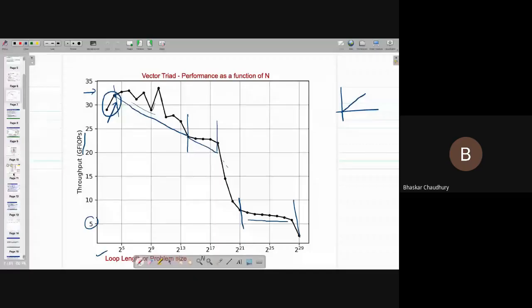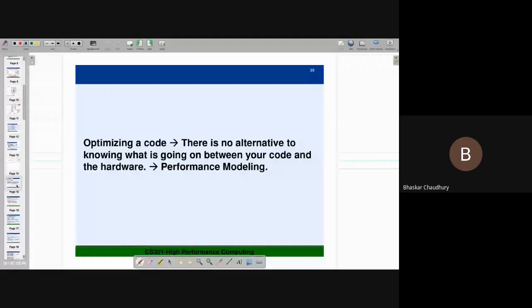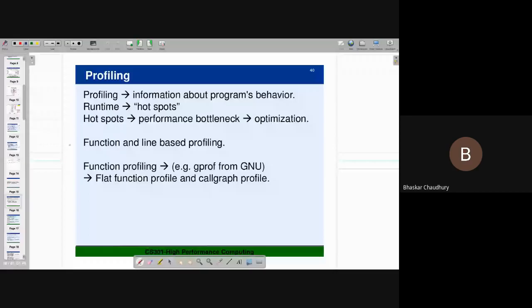Now a couple of other things we should look into: suppose I want to optimize the code, how should I go ahead? What are the steps to be followed, the first couple of steps? There is no alternative to knowing what is going on between your code and the hardware. So we need to do performance modeling. The only way to really optimize your code is to understand what is going on inside your code, and for that we typically do what is called profiling. So you use profilers. Profilers are libraries which are already there; there are commercial profilers and there are open source profilers.